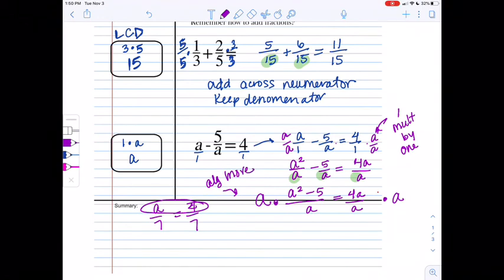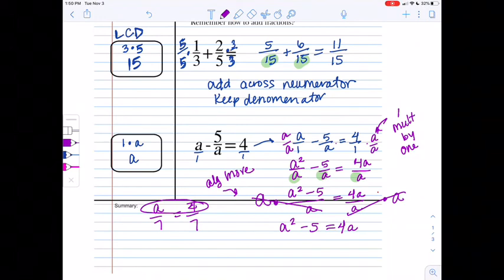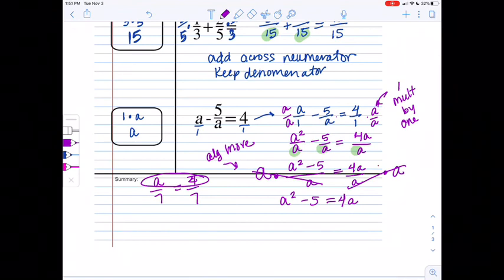I say that because when I do an algebra move, whatever I do to one side, I have to do to the other. And when I multiply both sides by a, I clear the denominator, because a over a is 1. So here I'm left with a squared minus 5 equals 4a. We have not solved yet, but this looks a lot like a quadratic that I think I can solve. So I'm going to move this over, and I have a squared minus 4a minus 5 equals 0. This is something I think I can solve.